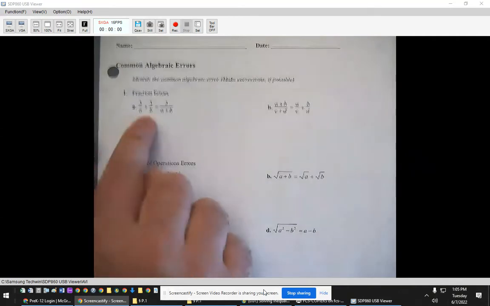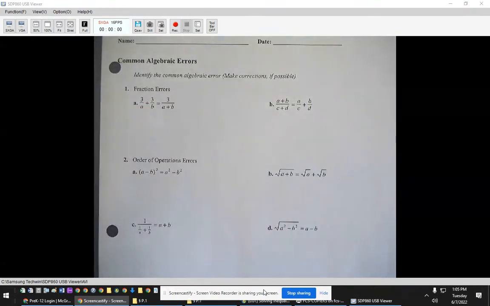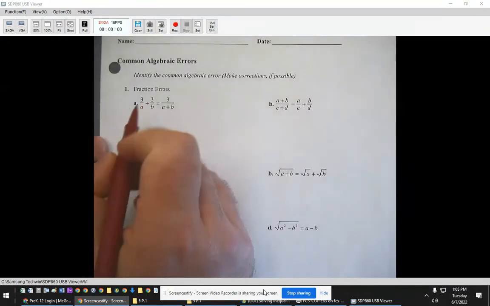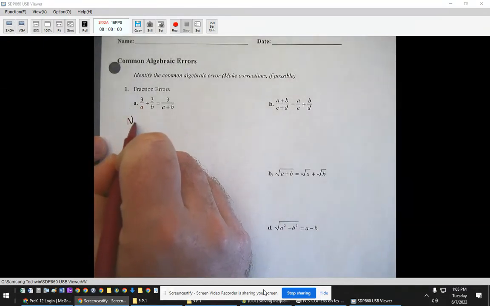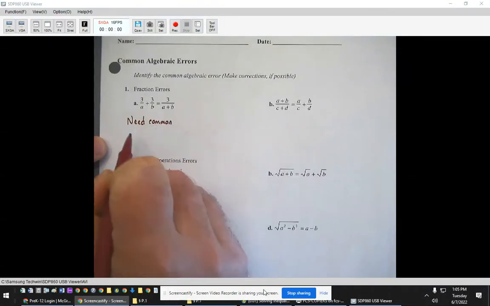Of course, at the end of the day, this is a fraction, and this is a fraction. And so when we add fractions, we need to have common denominators. So we cannot combine these as they are. We need common denominators.